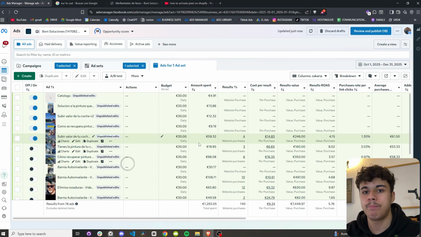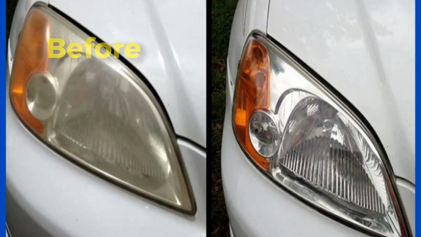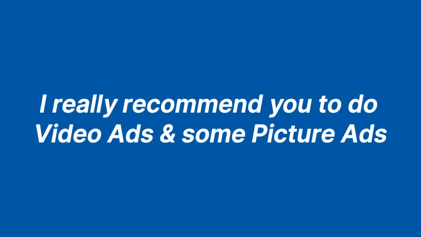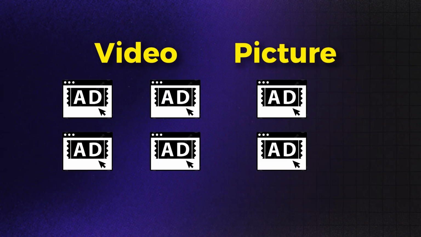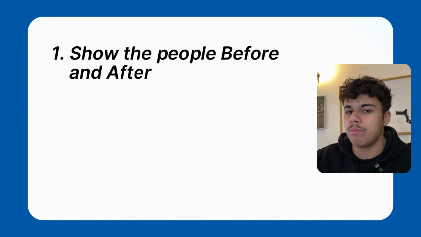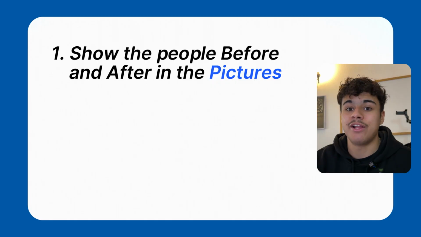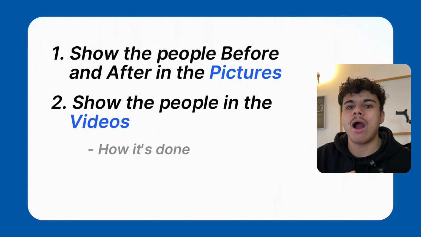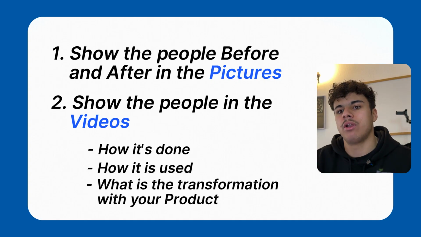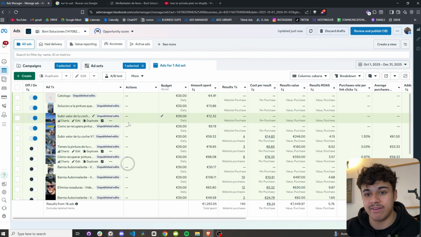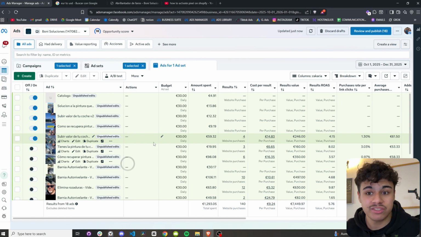When it comes to brands that have products that show a before and after, I really recommend you to do video ads and some picture ads. So for example, if you're doing 6 ads, I recommend you do 4 video ads and 2 picture ads. So you can show people the before and after in the pictures, and you can show people in the videos how it's done, how it is used, what the transformation is with your product. In this case, we have a before and after kind of product. So we are doing just videos because we've tested, and that is the thing that works the best.